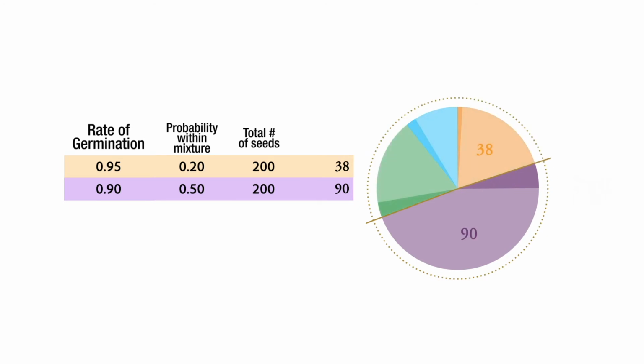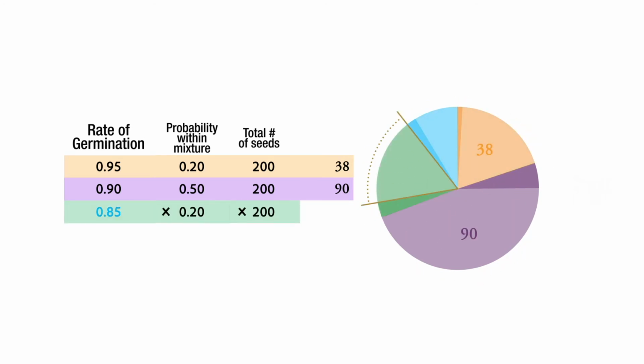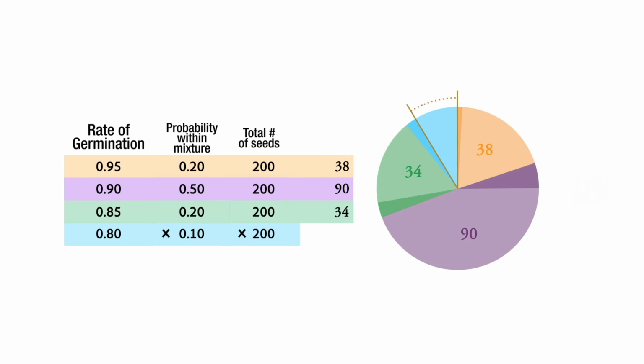All right, and then this one is 0.85, 85% of the seeds germinate, times 20% of the bag, times 200 seeds. We would expect 34 of those seeds to germinate. And finally, we have 80% germination rate times 10% of the bag, times 200 seeds, and we would expect 16 of this type of seed to germinate.